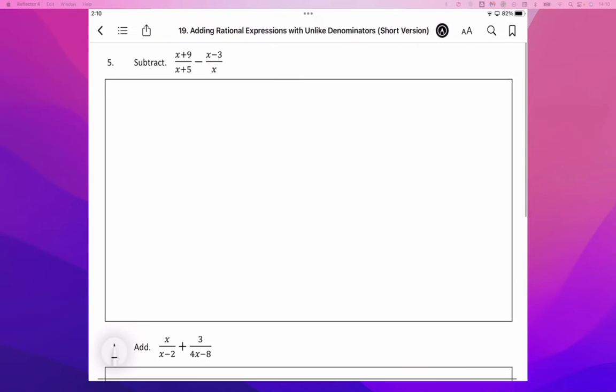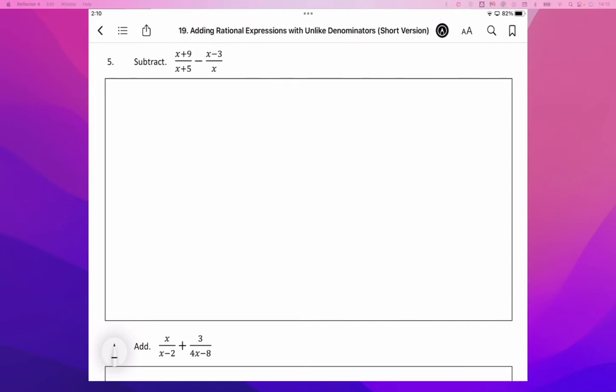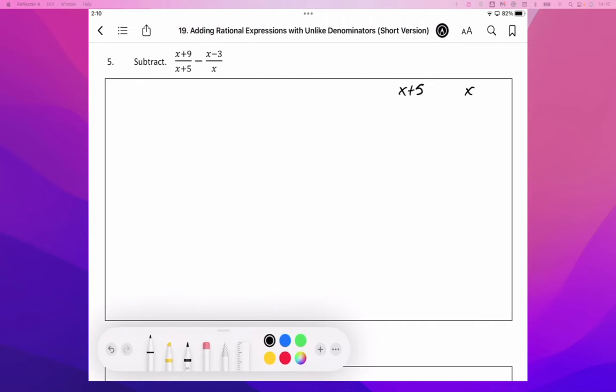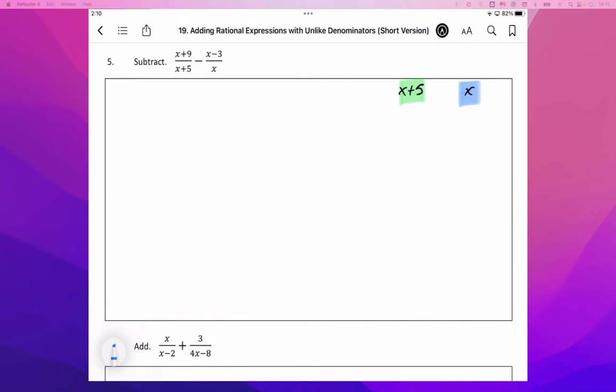And so for number 5, our denominators are x plus 5 and x. And as with the last problem, there's nothing I can factor out of either one of those. So our two factors that we need to multiply together to get our least common factor are going to be x plus 5 and x. We'll just multiply them together.